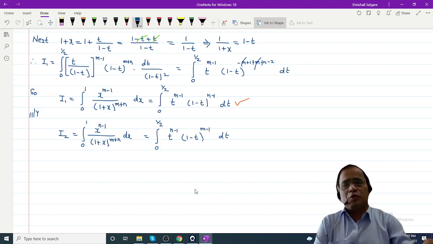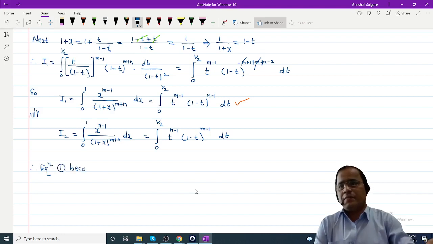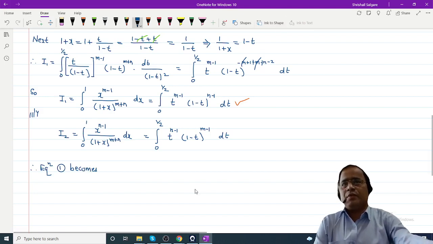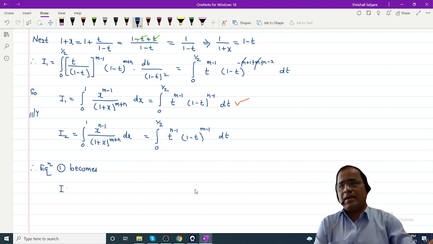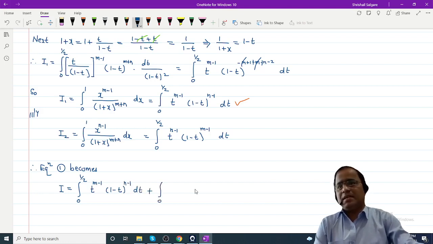Therefore, I will substitute both values of I1 and I2 in equation 1. Equation 1 becomes, what I will do? I will substitute both values. Therefore, that integral I can be written as 0 to 1/2 t raised to m minus 1 into 1 minus t raised to n minus 1 dt plus the second integral, which is also 0 to 1/2 t raised to n minus 1 into 1 minus t raised to m minus 1.